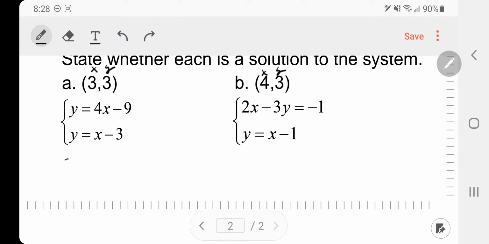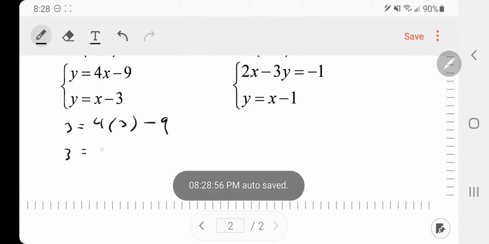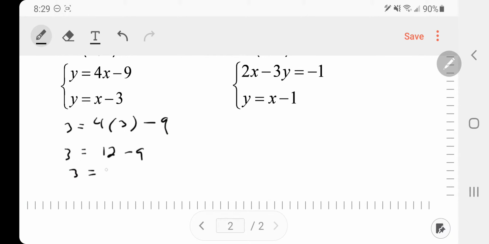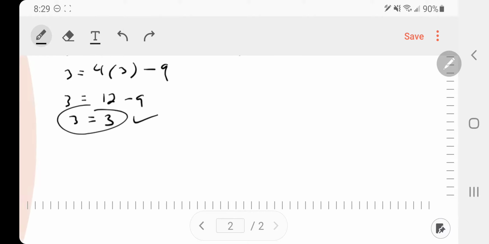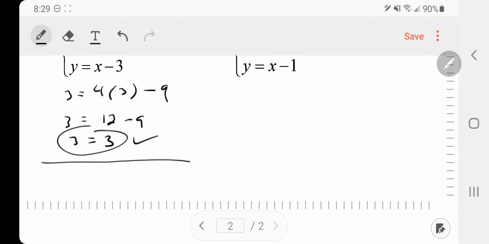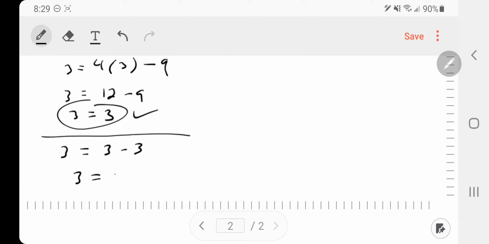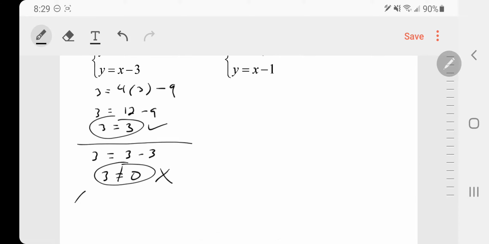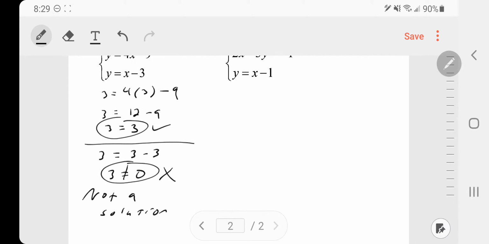Okay, so in the first one, I plug in a 3 for y, 4 times 3 minus 9. So I get 3 equals 12 minus 9, 3 equals 3. So that one's good, that one checks out. Okay, now let's check the second equation. The second equation is y equals x minus 3, so it's 3 equals 3 minus 3. We get 3 equals 0, which is not a solution, okay? So for this one, this would not be a solution because we do not have both of our equations being correct.